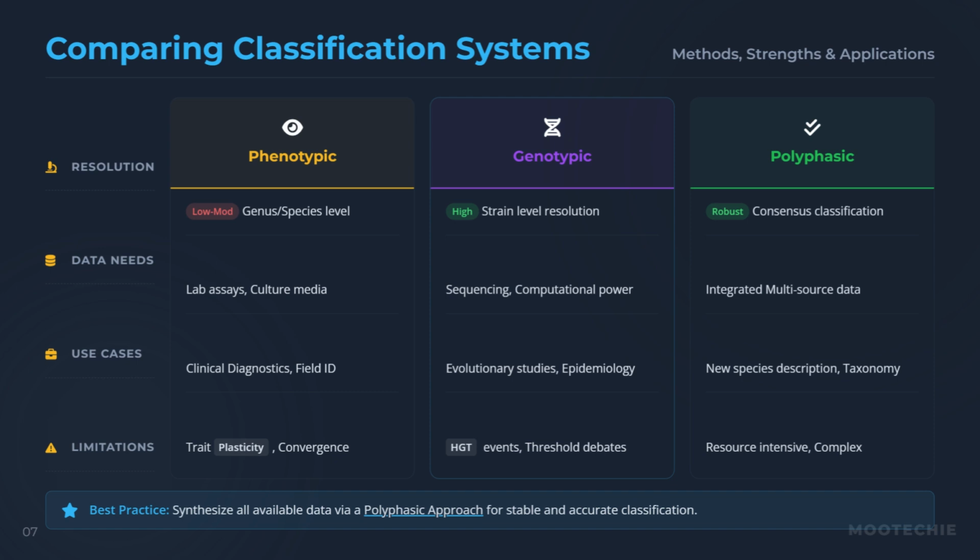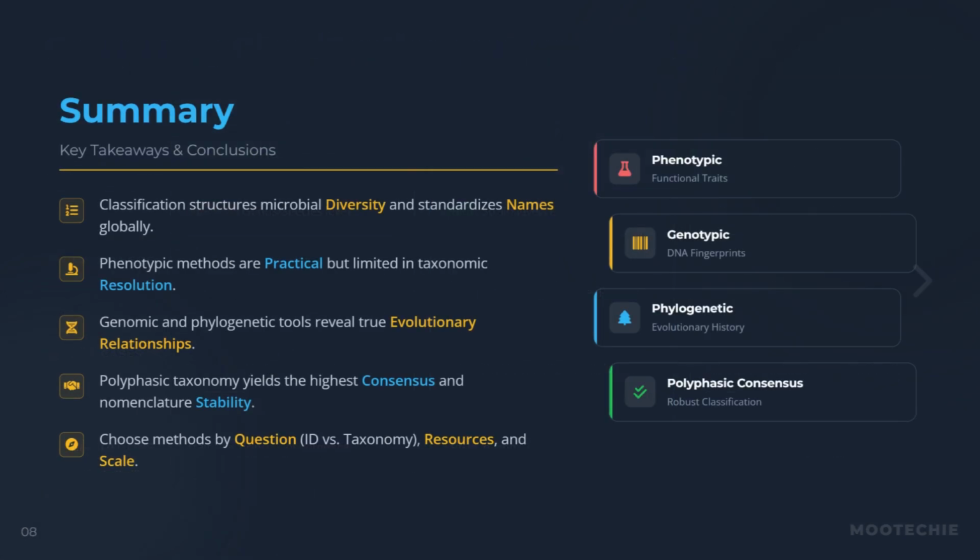Each has its limitations. Phenotypic methods can be misled by trait plasticity and convergence. Genotypic approaches must contend with debates over HGT events and where to set similarity thresholds. The polyphasic approach, while comprehensive, can be resource-intensive and complex to execute. The slide's conclusion offers the best practice: to synthesize all available data via a polyphasic approach for the most stable and accurate classification possible. In summary, here are the key takeaways and conclusions.